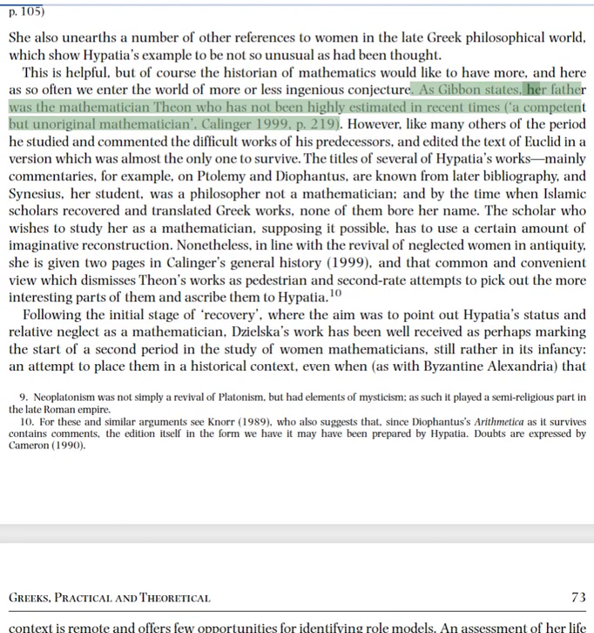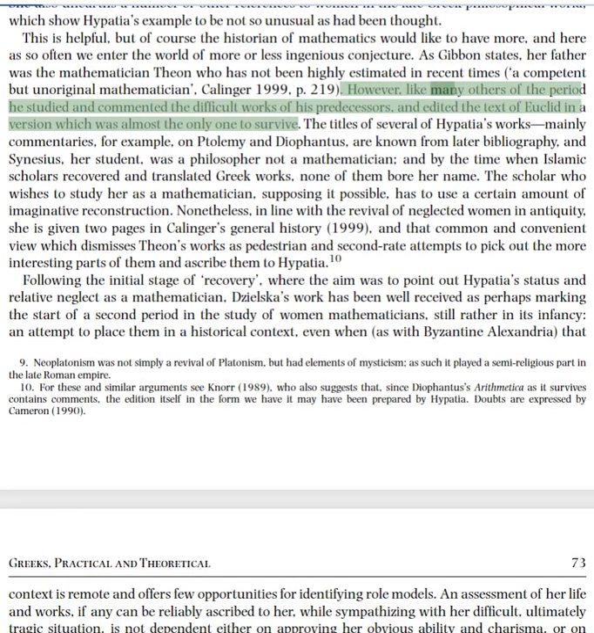As Gibbon states, her father was the mathematician Theon, who has not been highly estimated in recent times. However, like many others of the period, he studied and commented the difficult works of his predecessors, and edited the text of Euclid in a version which was almost the only one to survive.